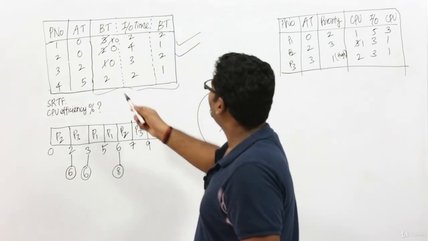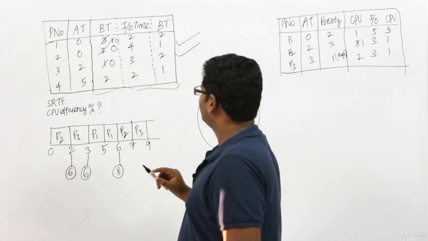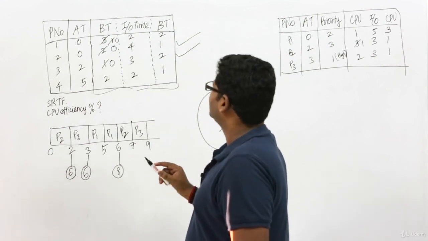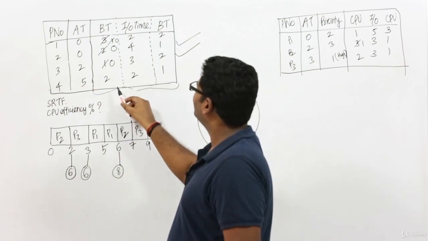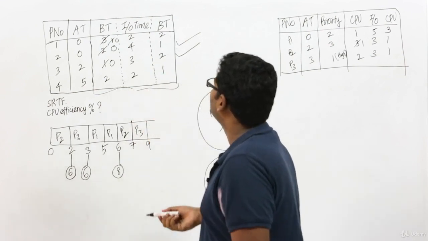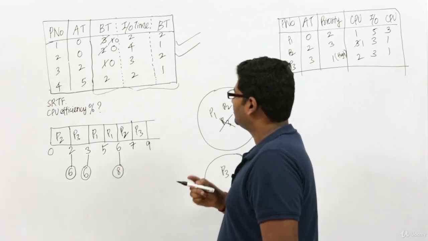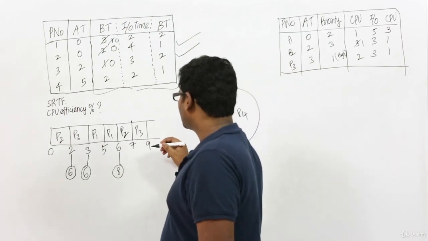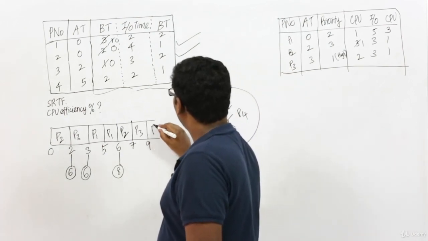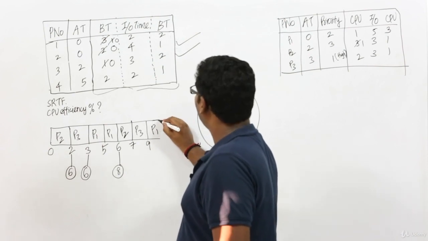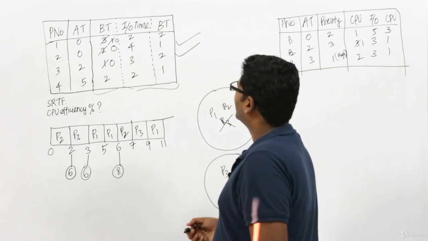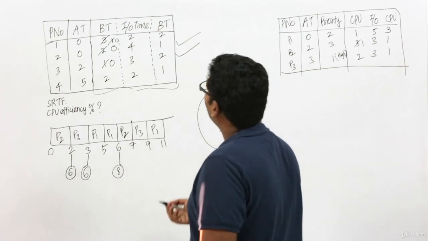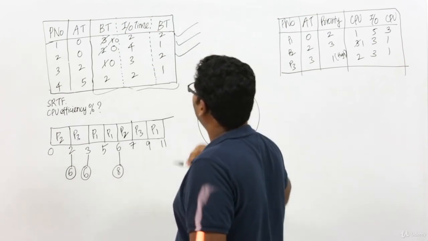P1 needs to execute for 2 time units. P4 might have to execute for 3 time units. Now which one should we select? We need to select process P1. And then P1 will complete its execution at time unit 11. So P1's execution is also completely done.